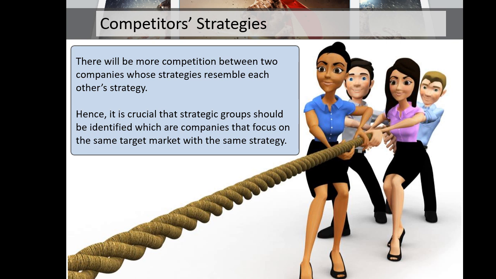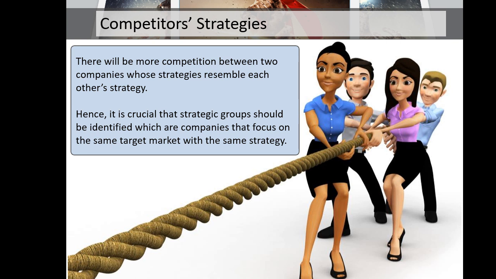There will be more competition between two companies whose strategies resemble each other. Hence, it is crucial that strategy groups should be identified, which are companies that focus on the same target market with the same target strategy. I'll give you an example here in Abuja. Some hotels, if you call top hotels in Abuja, you talk of Transcorp, Sheraton, Nicon, Top Rank, Bolton White, Hilton Suites, and so many of them.